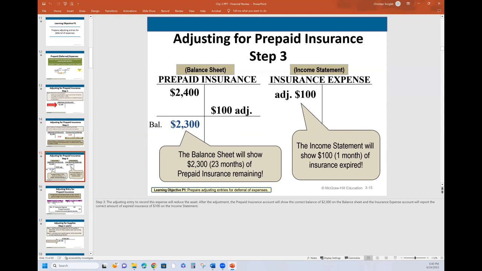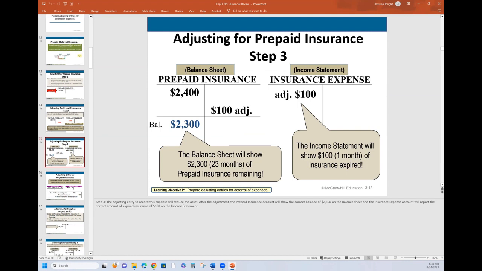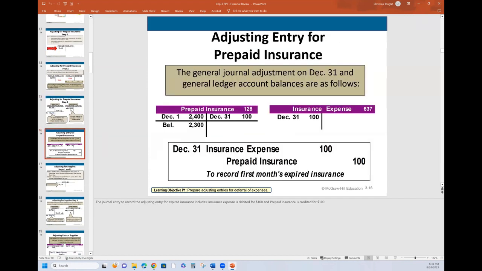So here's a T account. It's showing you, okay, I have $2,400 less that 100. So now my balance is $2,300. And on my expense side, that's going to hit my income statement, I have $100. Okay, so this just shows you the journal entry of what we actually did.